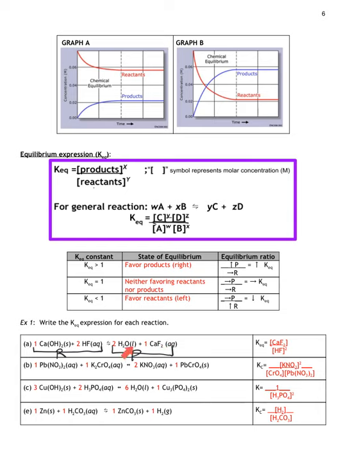Water is a pure liquid. Pure liquids do not affect equilibrium. So the only product to count in this equilibrium expression is going to be calcium fluoride. And then we look at the reactants. This is a solid, so solids are not to count. And so the only one that we count is going to be the HF.